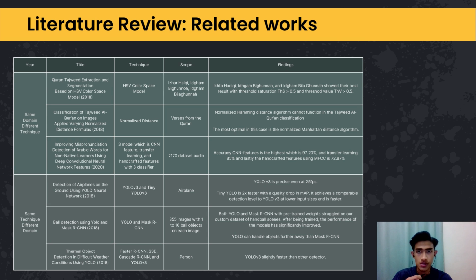So let's look at one of the same domain, different technique here. In the third row, a 2020 article, they compared three different models, which are the CNN features model, transfer learning based model, and handcrafted model. The result is the CNN features achieved the highest at 97.2% accuracy compared to the others. And for the same technique, different domain, at the last row, an article about thermal object detection. They compared Faster RCNN, SSD, Cascade RCNN, YOLO V3, and Tiny YOLO. The result shows that YOLO V3 is slightly faster than the other detectors.